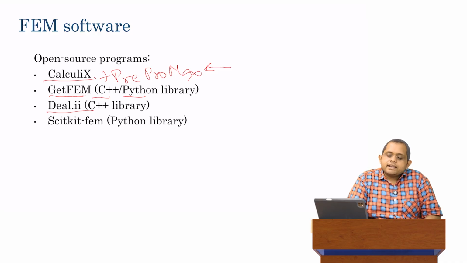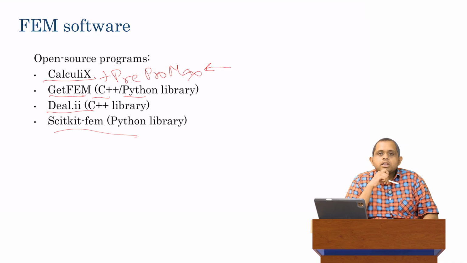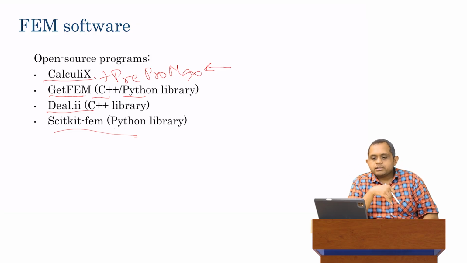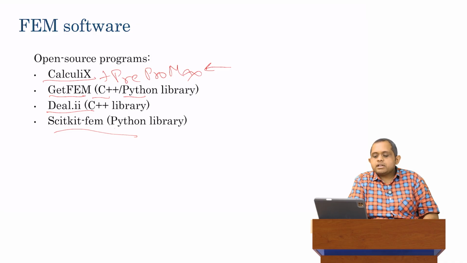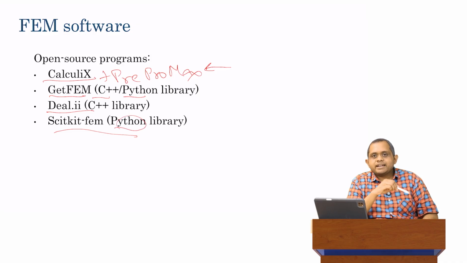And then in case you're not very familiar with C++, you're not comfortable with it and you prefer Python, there is another library called scikit-fem, which is part of the scikit family. Perhaps you've heard of the scientific toolkit. So this scikit-fem is a Python library which allows you to perform finite element calculations within Python. So these are all free and open source.